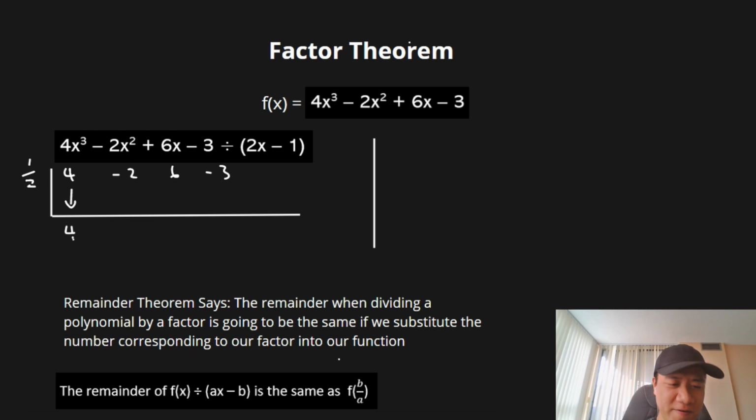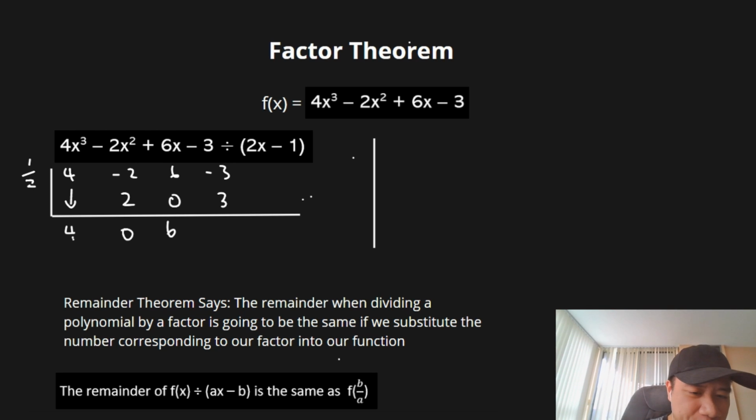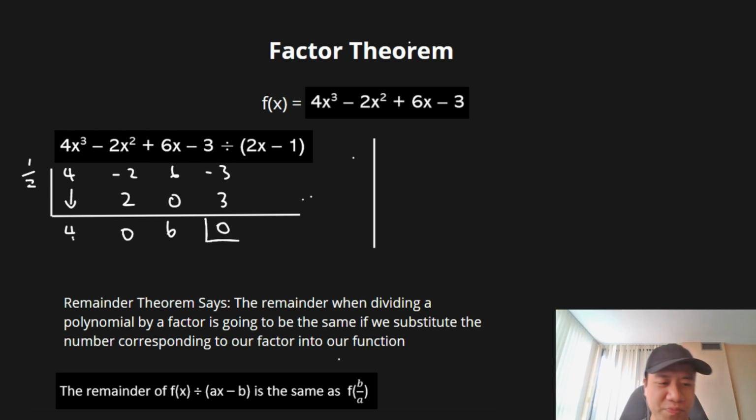So 4 times 1/2 gets us 2. And then -2 plus 2 gets us 0. 0 times a half is 0. 6 plus 0 is 6. And then 6 times 1/2 is 3. And then -3 minus 3 is 0. Okay, so if you notice, the remainder that we got is 0. So what remainder theorem says is if we substitute 1/2 into the function, we're also going to get 0. So let's confirm that.